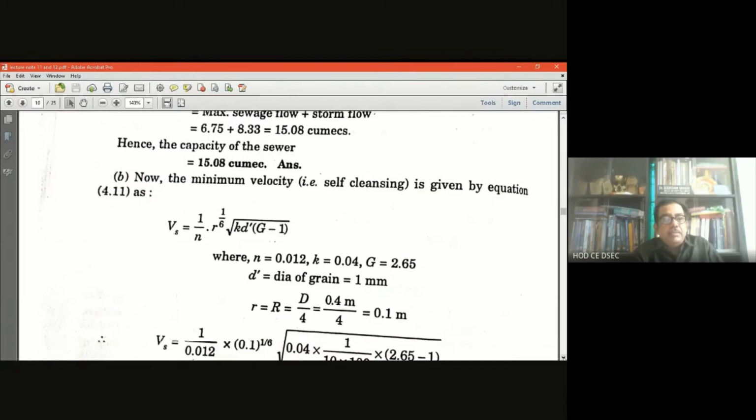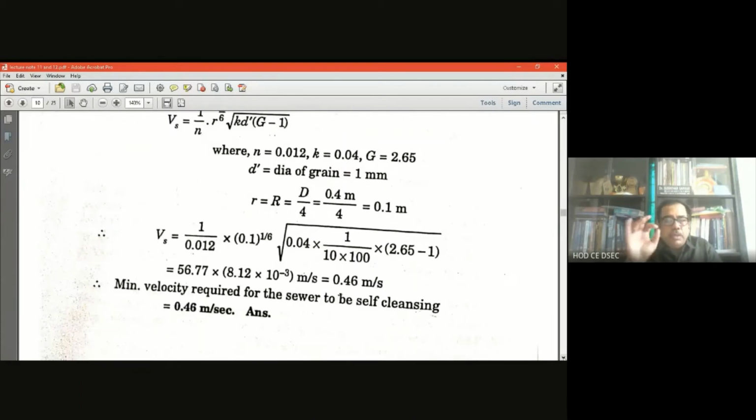So how to tackle this problem? For the minimum self-cleaning velocity, use the formula you learned in my very beginning lectures: (1/n) R^(1/6) √(K d′ (G − 1)). N is given in the question, K is given, G is given, and d′, the sand grain particle diameter, is also given. Everything is given in the question. R, the hydraulic radius, can be obtained as d/4, and the diameter d is given in part 2 of this question.